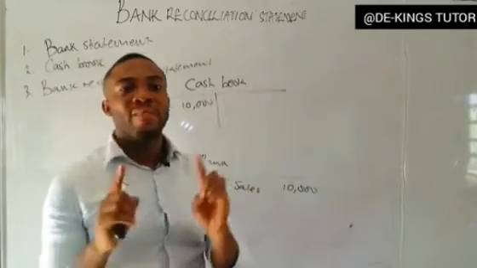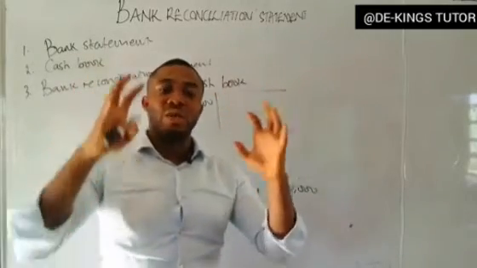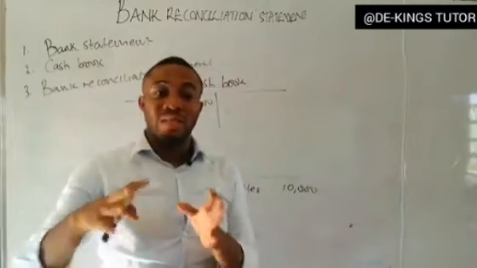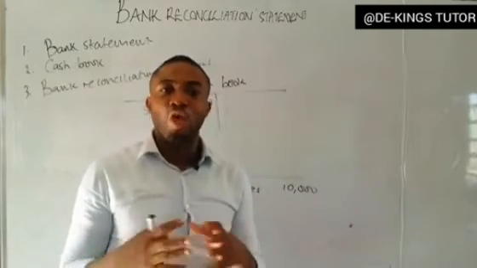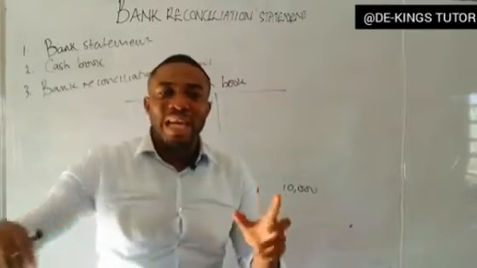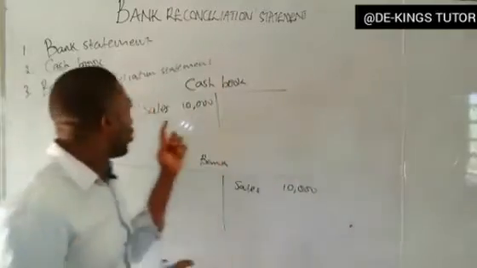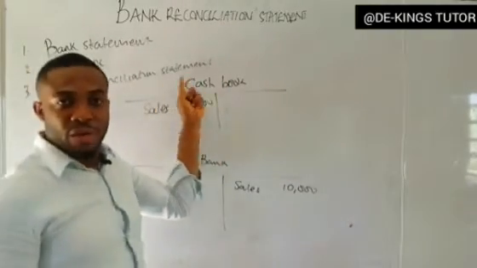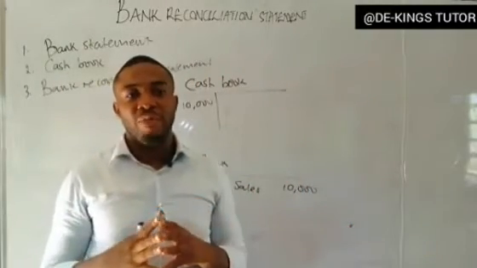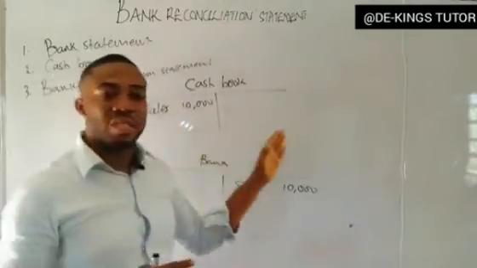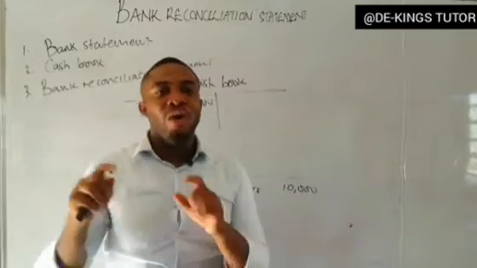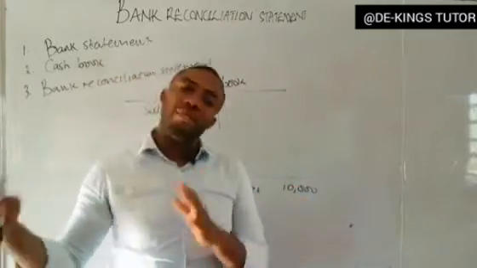So whenever this happens, when there is a discrepancy or disagreement, we have to look for a statement that will reconcile this disagreement. An investigation will be done. Why is there a difference between the cash book and the bank statement? Now, that statement that reconciles this disagreement is what we call the bank reconciliation statement. The word reconciliation means putting two differences in agreement. So the bank reconciliation statement is a statement that is prepared to reconcile the disagreement or discrepancy between the cash book and the bank statement.